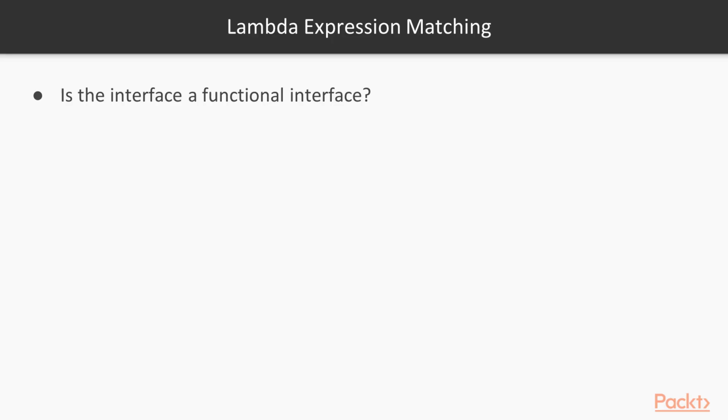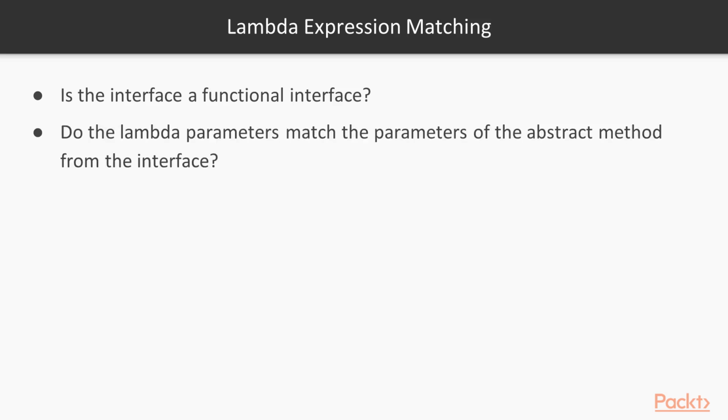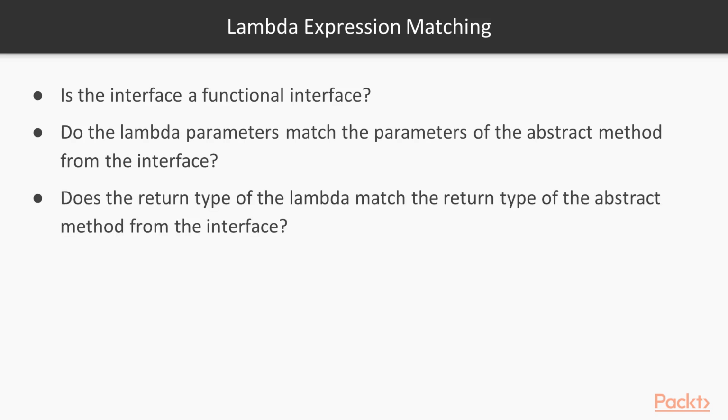Basically, the process is divided in three steps. First, does the interface have only one abstract method? In other words, does the interface signal that it is indeed a functional interface? Second, do the parameters of the Lambda expression match the parameters of the abstract method from the given interface? And finally, does the return type of the Lambda expression match the return type of the abstract method? If all of these steps are true, then the Lambda expression successfully matches the functional interface.